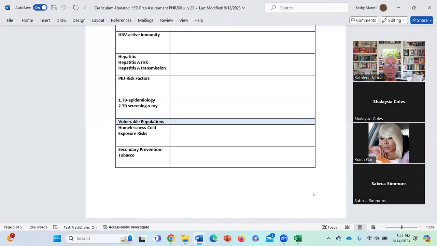And what would be a secondary prevention for tobacco? Screening. Screening who's at risk. Who's at risk for tobacco use? We used to do this in the schools, right? That's a secondary prevention, screening.